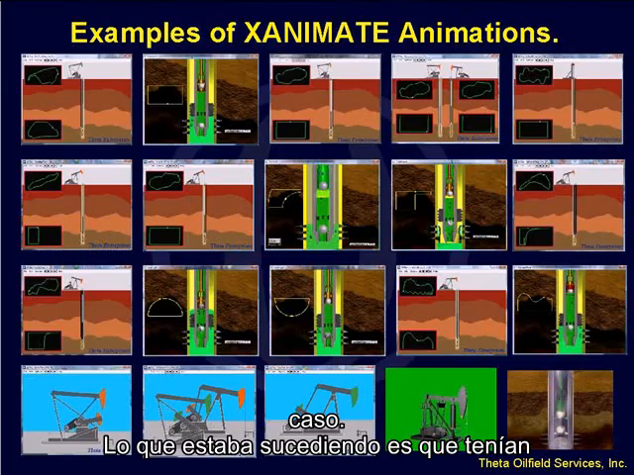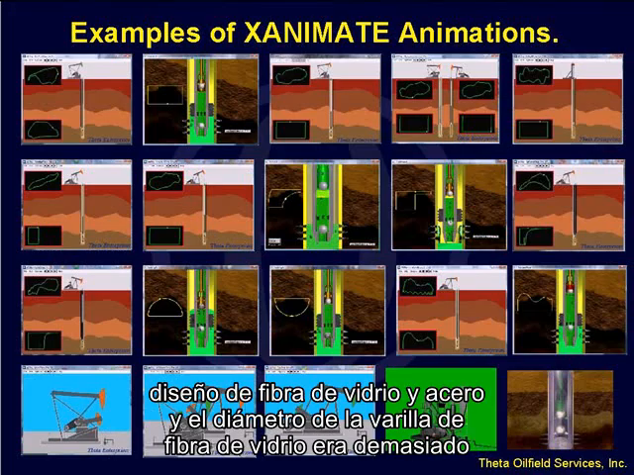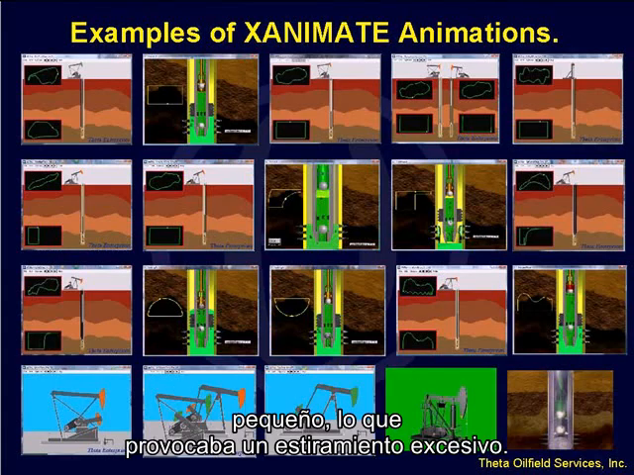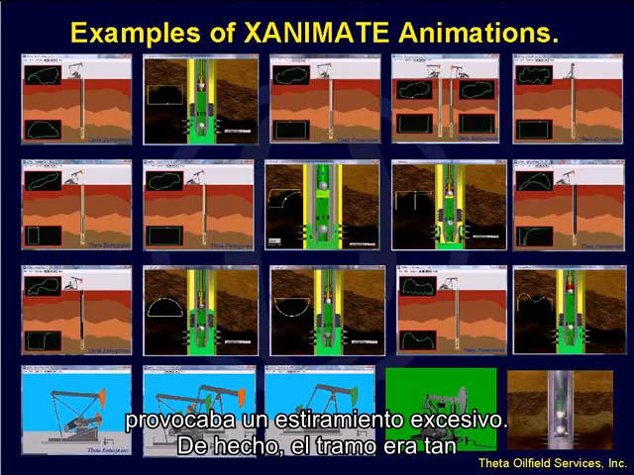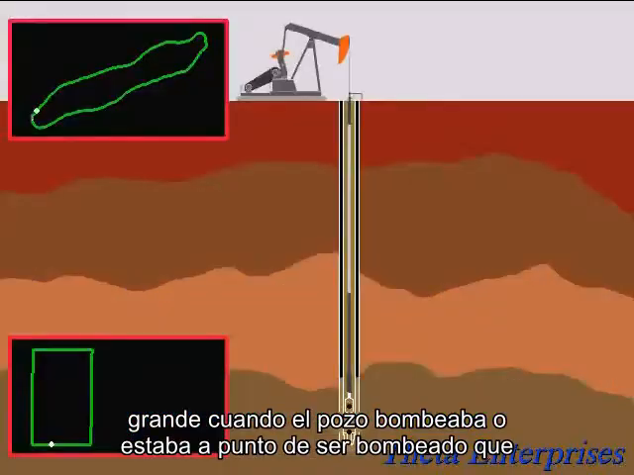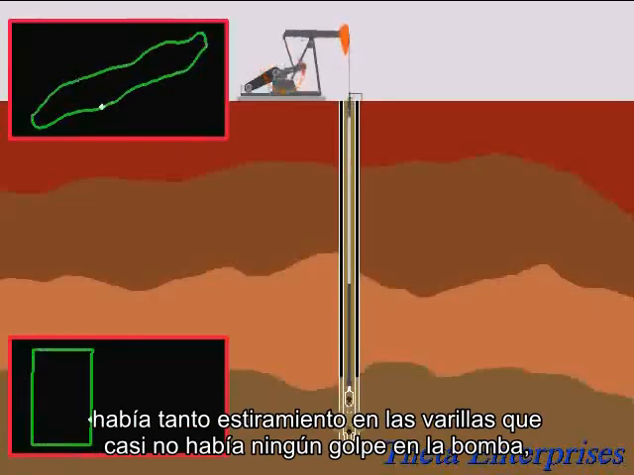What was happening was that this is a fiberglass and steel design, and the fiberglass rod diameter was too small, resulting in excessive stretch. As a matter of fact, the stretch was so large when the well would pump off or get close to being pumped off that there was so much stretch in the rods that you hardly had any stroke at the pump.